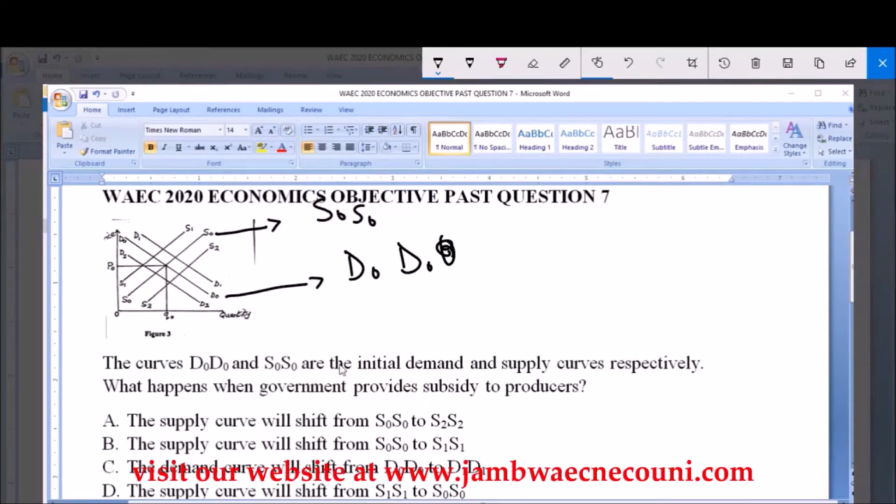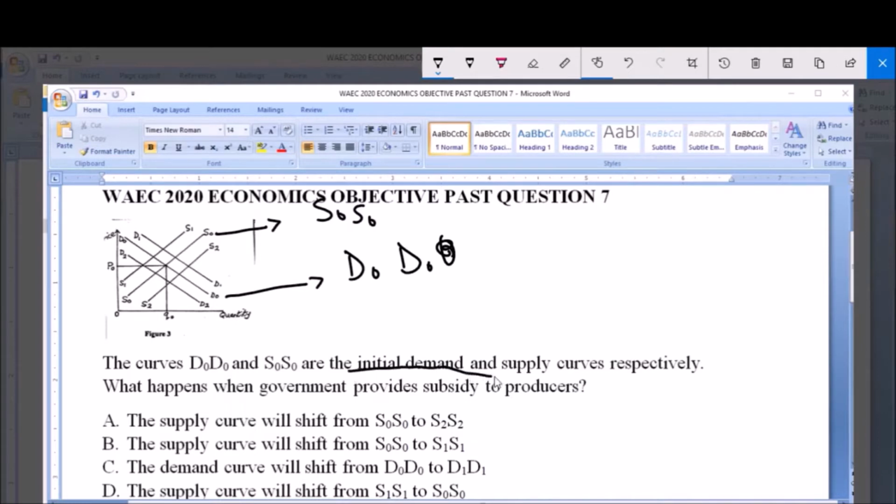Now, we are asked, these two curves we have located, we are told that these are the initial demand and supply curves respectively. Now we are asked what happens when government provides subsidy to the producers.